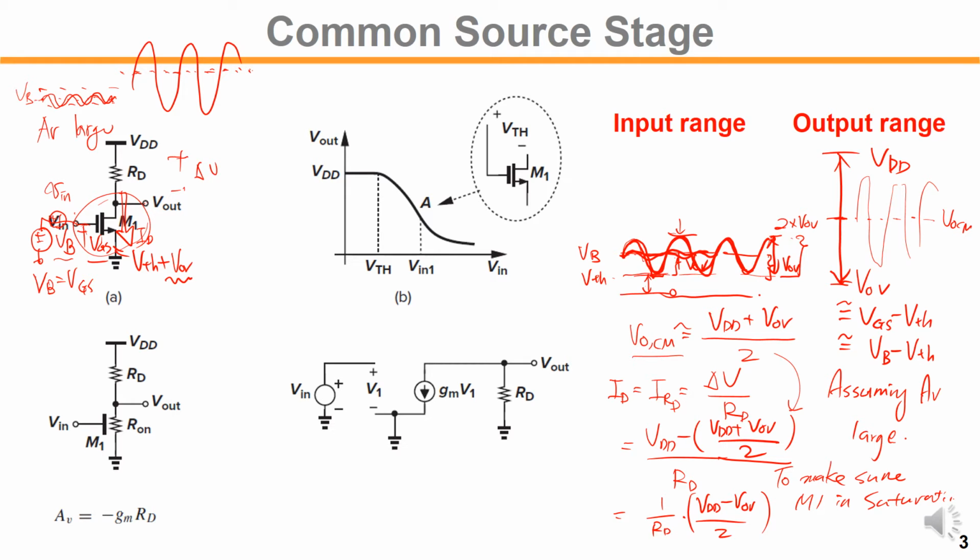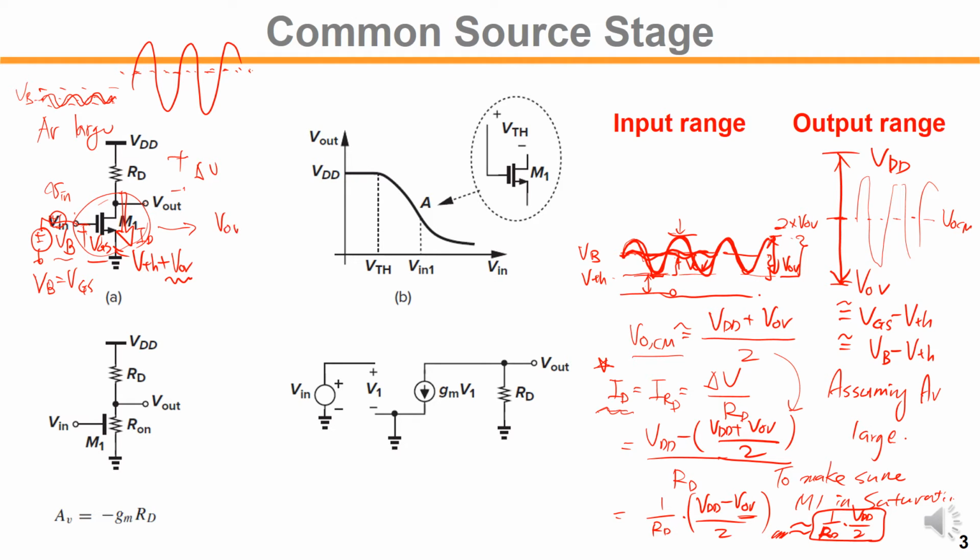So for proper signal range, the current through this stage is almost given. The V overdrive voltage compared to VDD is a very small number, so this can be easily approximated as 1 over RD times half of VDD. So this is the appropriate current level for this device. Once that is determined, the current is determined, right? Then we size this M1 device.